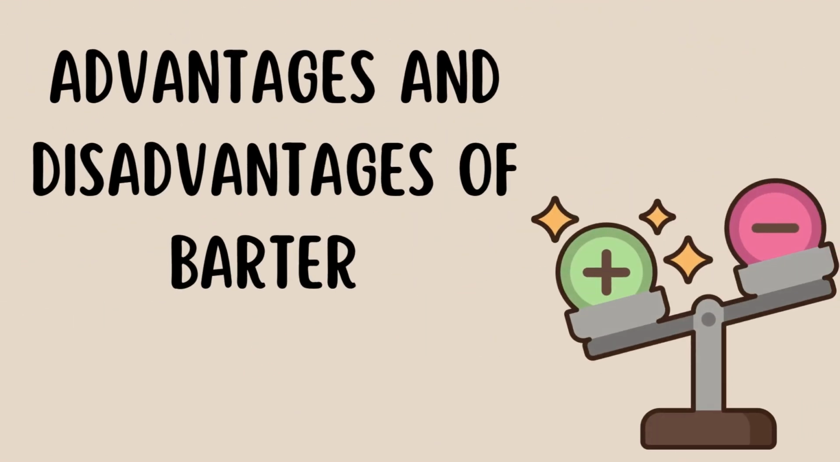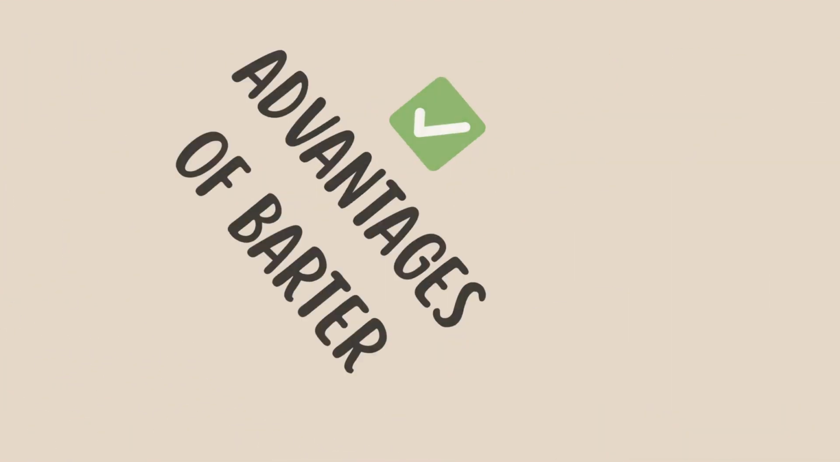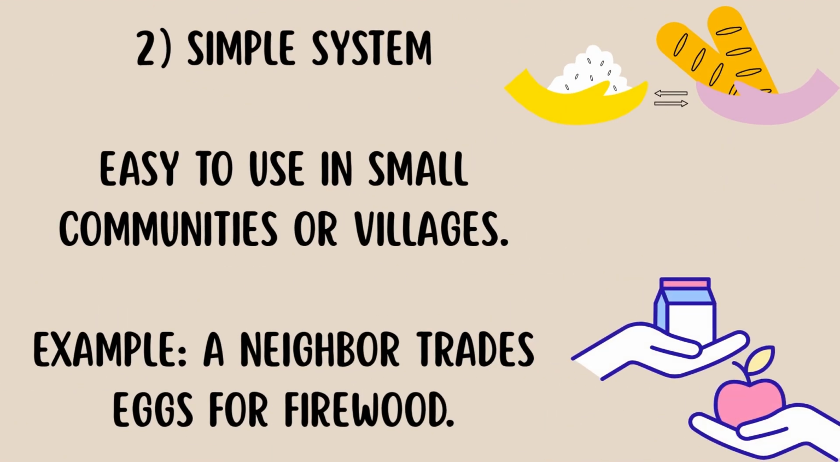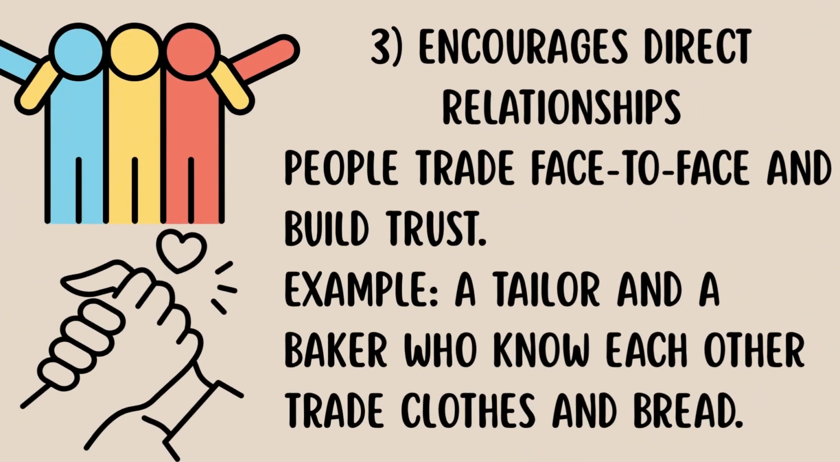Now, let's move on to the advantages and disadvantages of the barter system. First up, the advantages. 1. No need for money. People can trade even if they don't have money. Example: a farmer trades yams for fish instead of using cash. 2. Simple system, easy to use in small communities or villages. Example: a neighbor trades eggs for firewood. 3. Encourages direct relationships. People trade face-to-face and build trust. Example: a tailor and a baker who know each other trade clothes and bread.